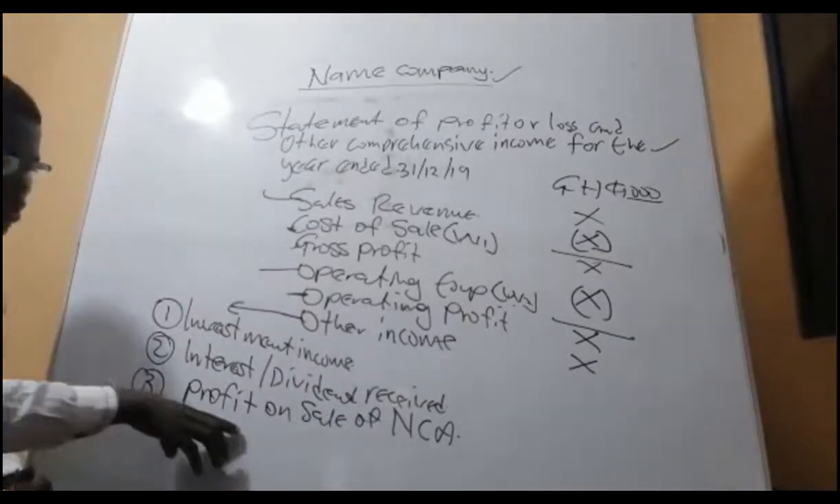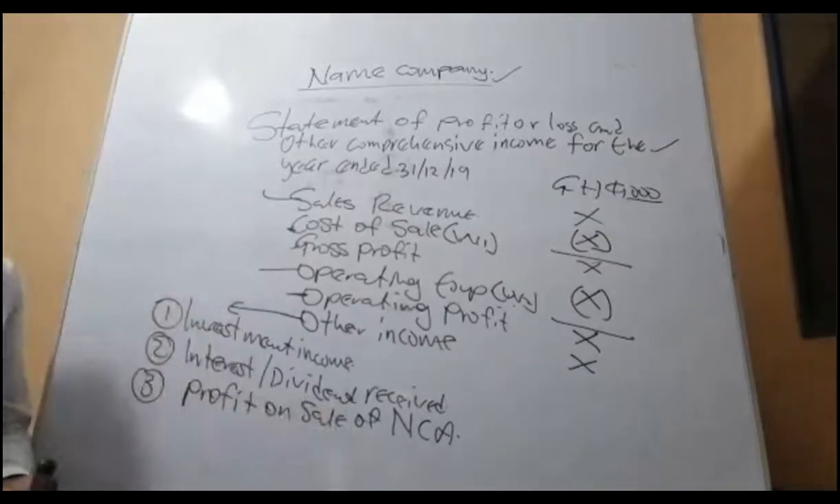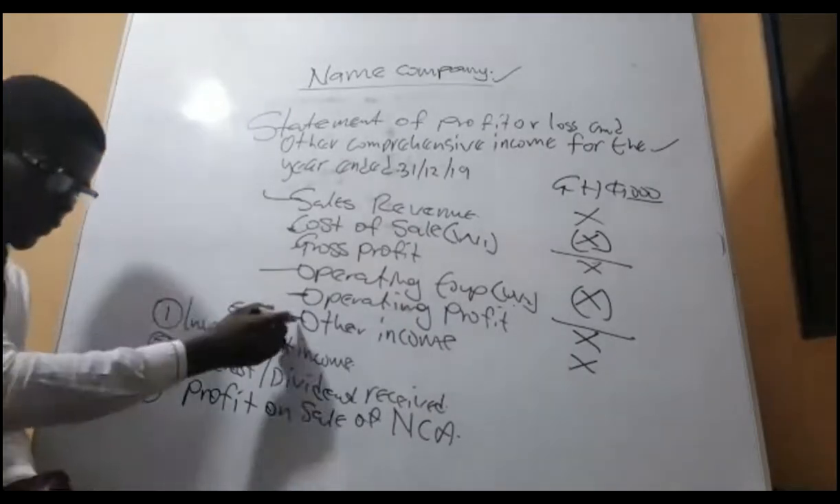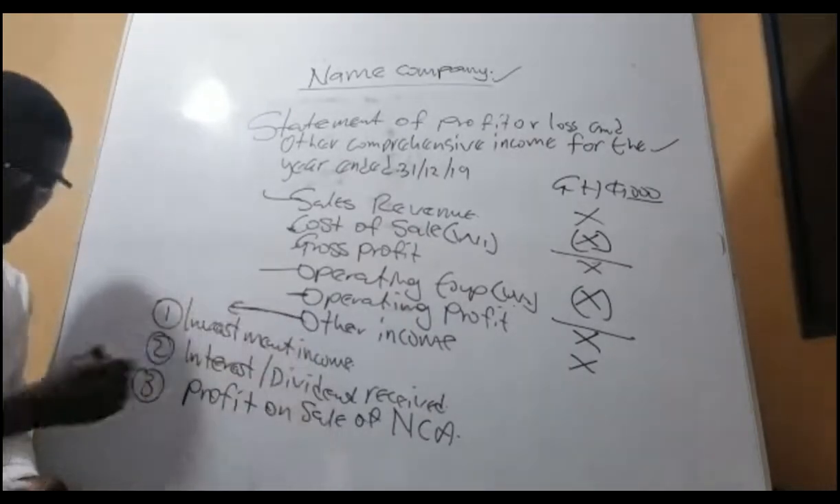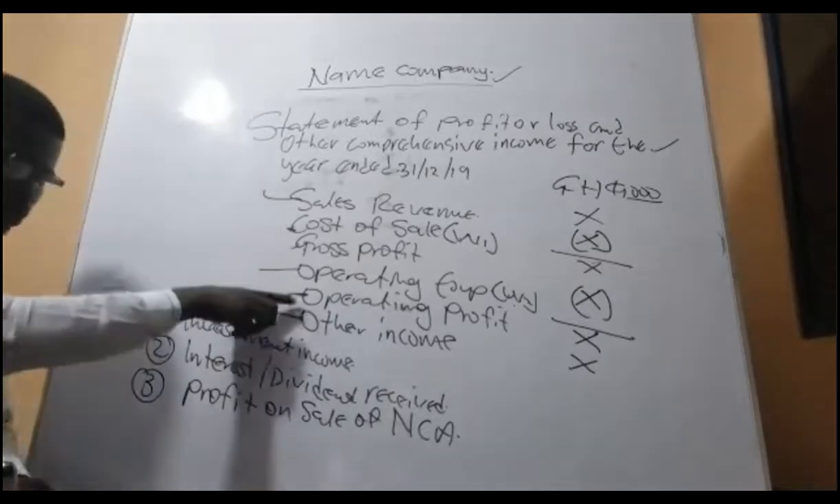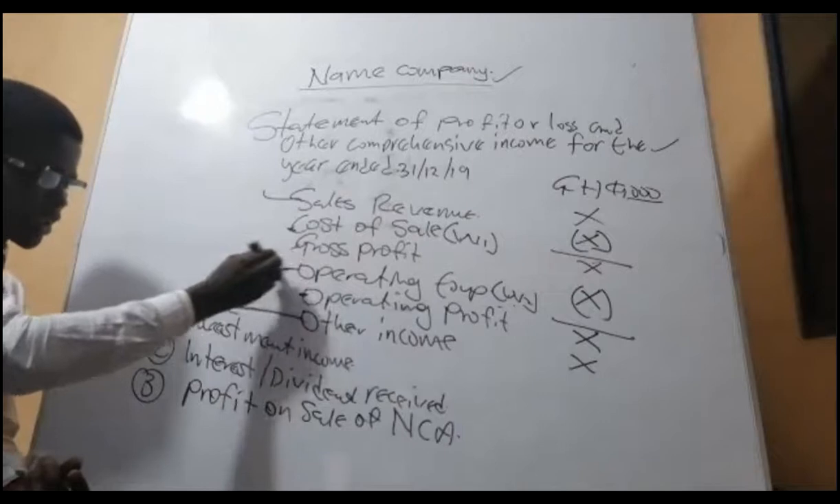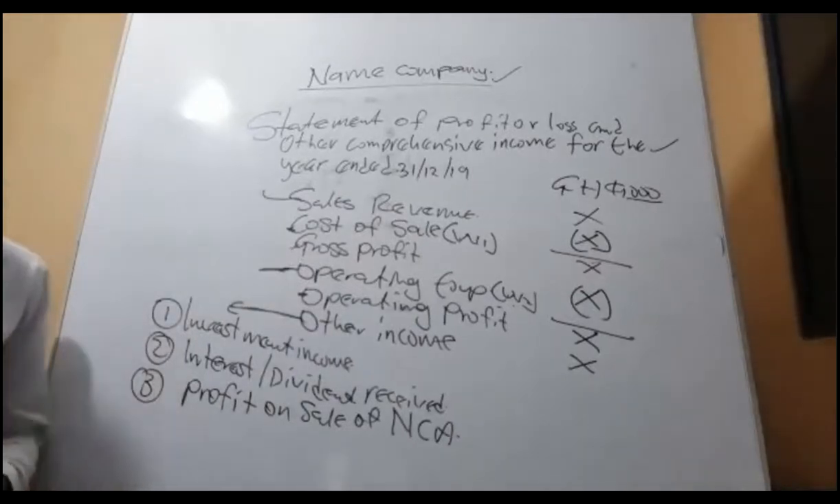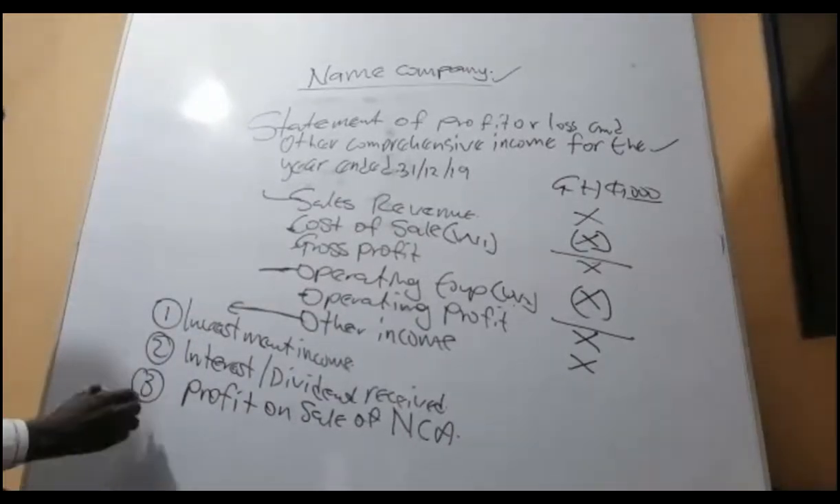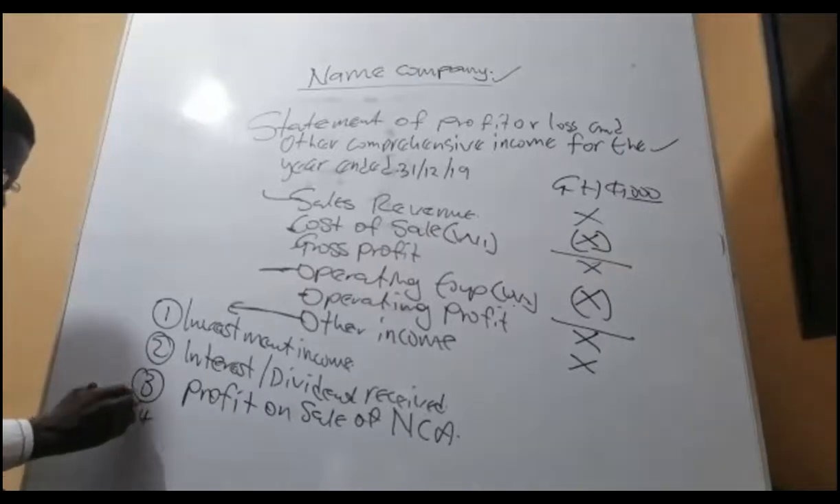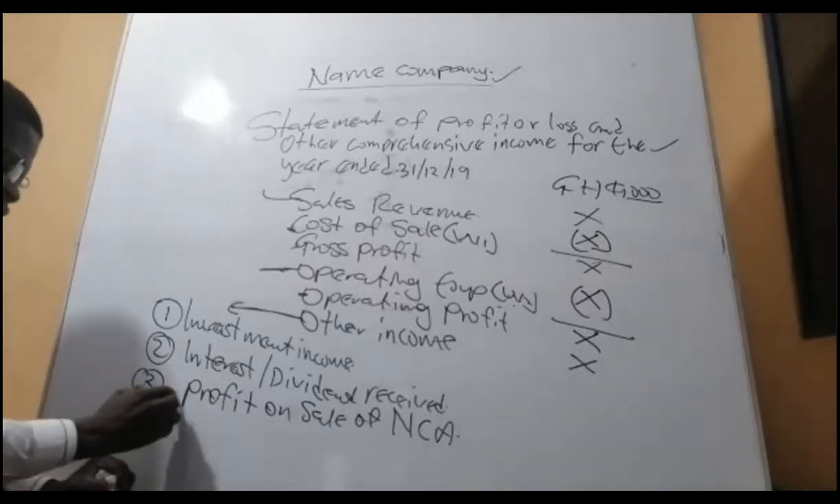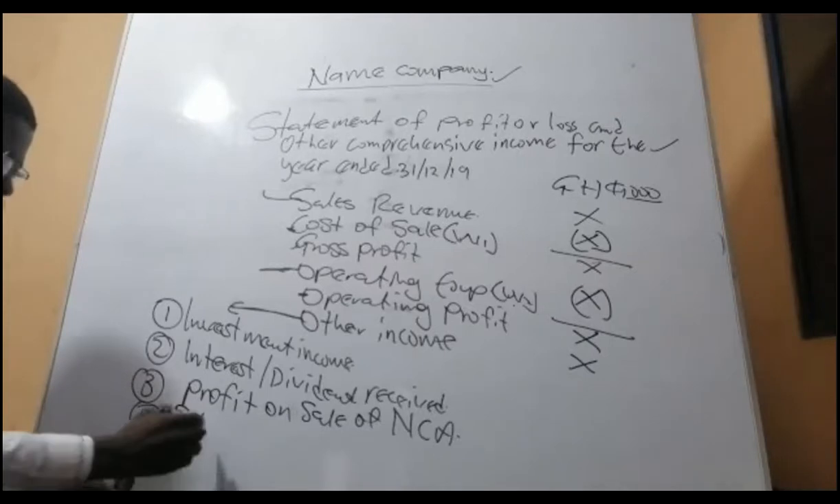So when we sell non-current assets, two things will happen. Either you made a gain or what? A loss. So what do you do? If it's a gain, add it to where? Other income. What if it's a loss? Add it to operating what? Expenses. Add it to operating expenses. How do you get it? Good. Then the fourth one will be fair value gain on investment property.